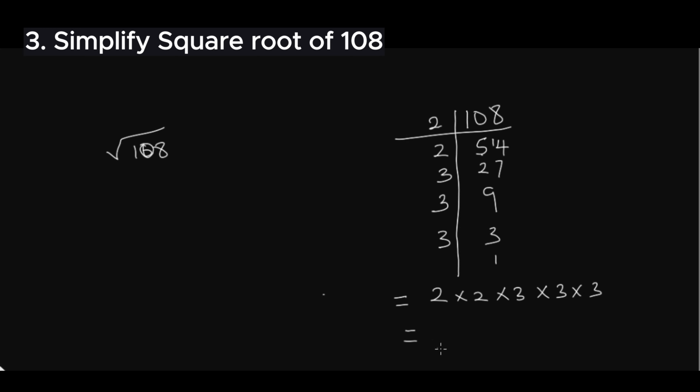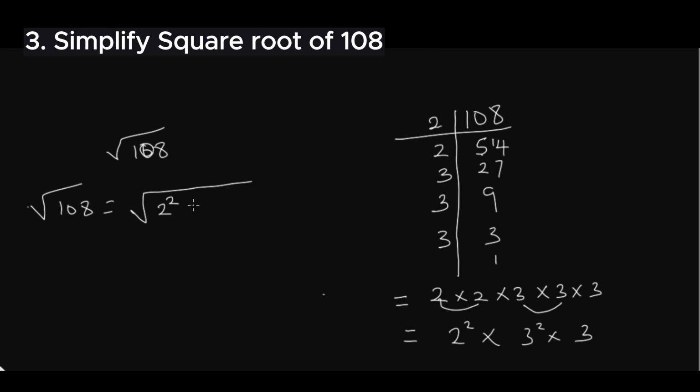Our step 2 states that we should arrange the prime factors in index form with the highest power of 2. So we have 2, 2, so that's 2 squared, times we have 3, 3, that's 3 squared, times 3. So therefore, root 108 is the same as saying root of 2 squared times 3 squared times 3.